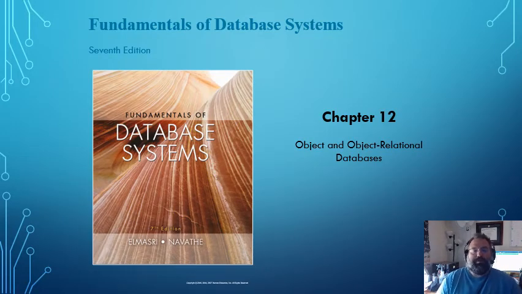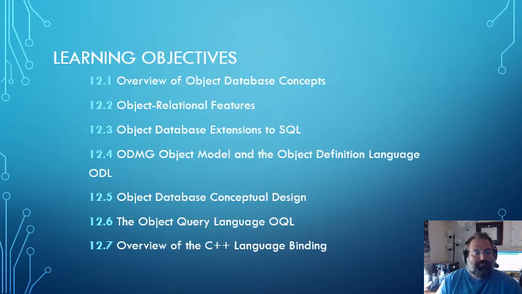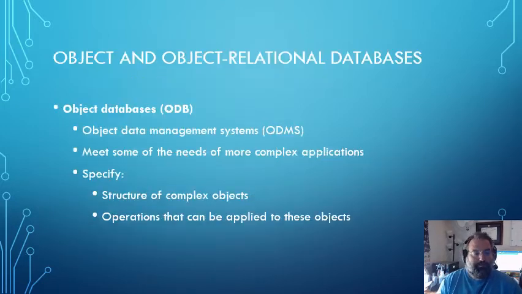Chapter 12 centers on object and object relational databases. So the objectives that we're going to go over are as follows. We'll review an overview of the object database concepts. We'll talk about object relational features, object database extensions to SQL, the ODMG object model and the object definition language, ODL, the object database conceptual design, the object query language, OQL, and then an overview of C++ language binding.